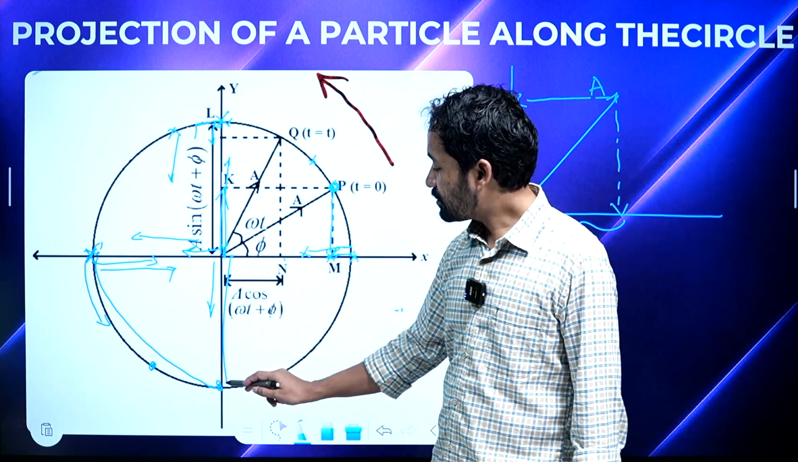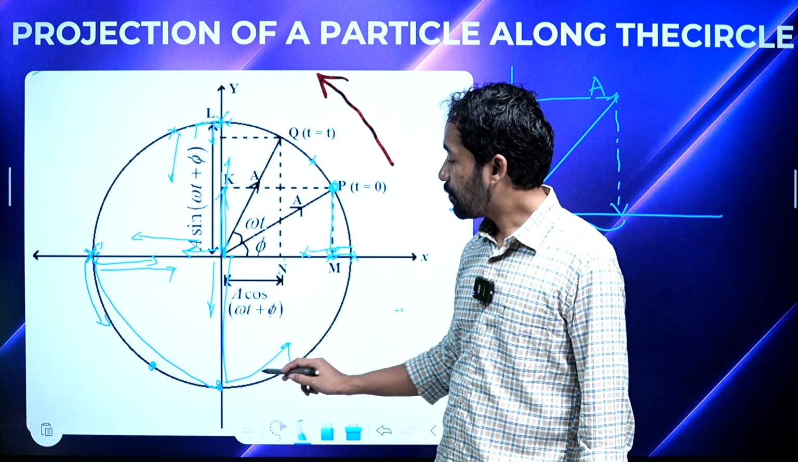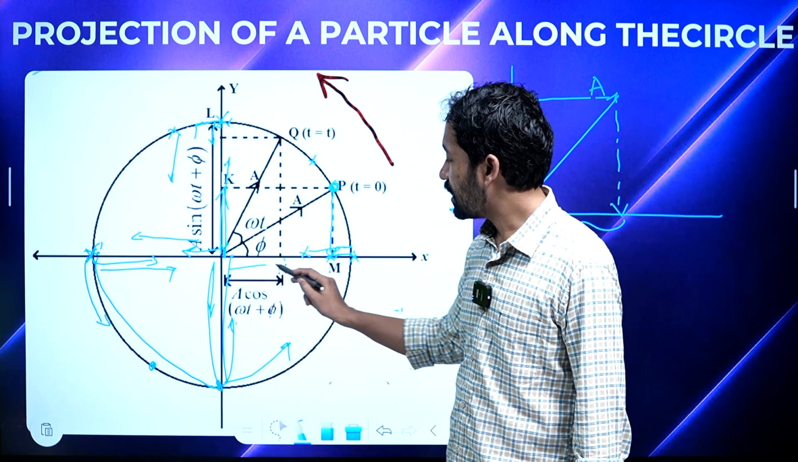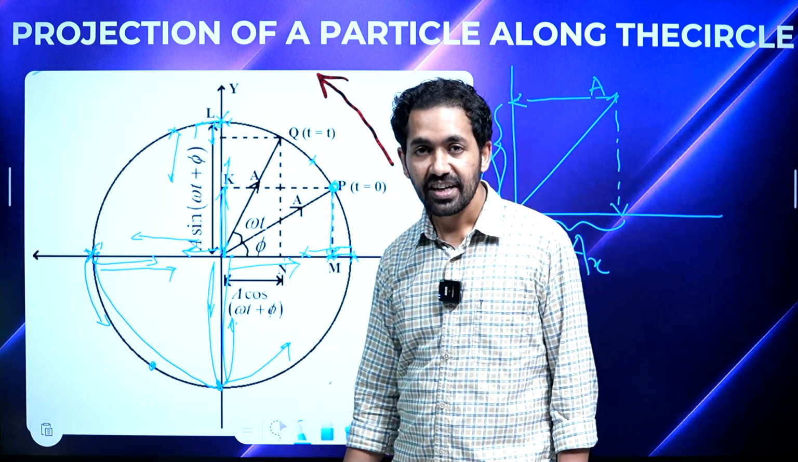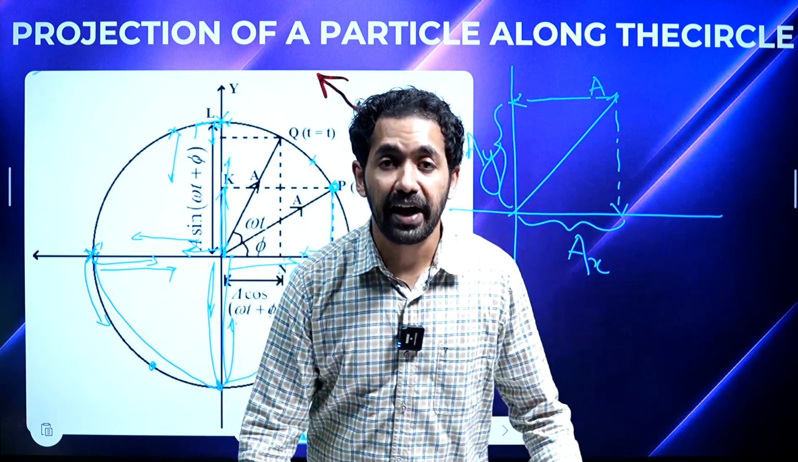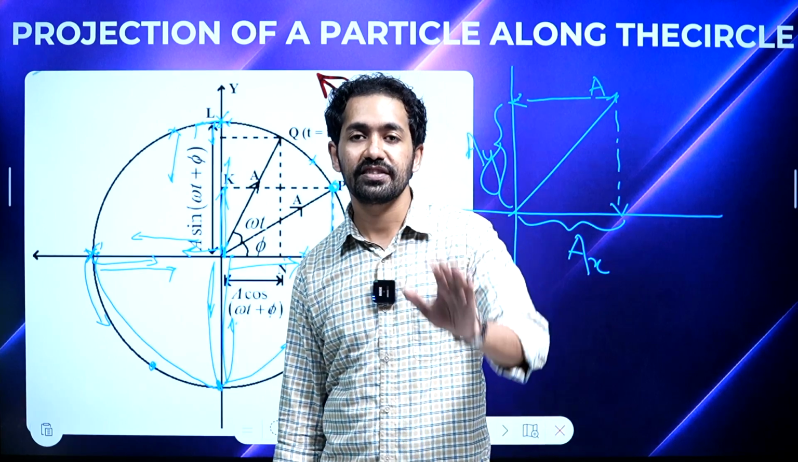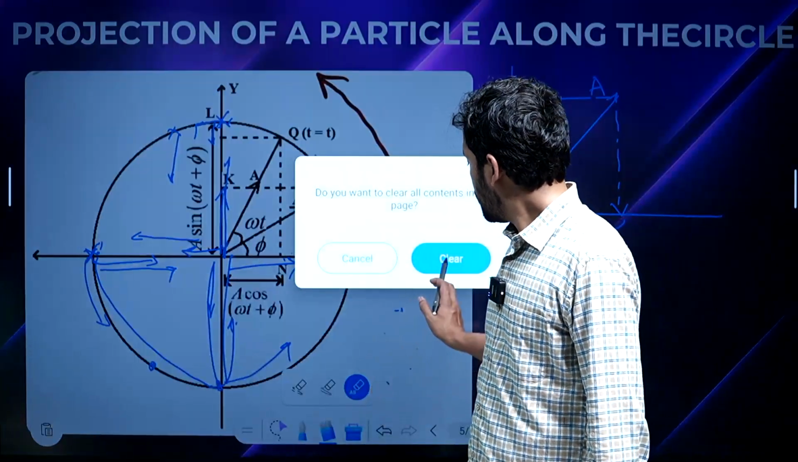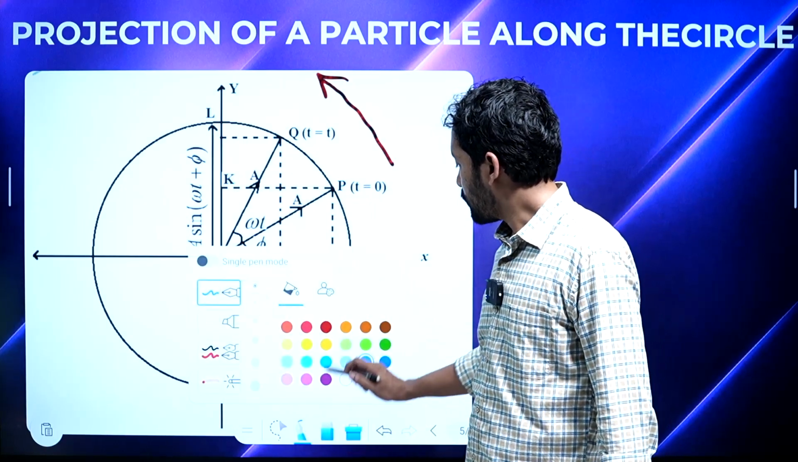0. Now as you move on to the fourth quadrant, the projection along the y-axis again decreases and the projection along the x-axis increases. Now when your particle reaches here, the projection along the x-axis has again become maximum and the projection along the y-axis is 0. Correct? So now let's see what happened to the projection.